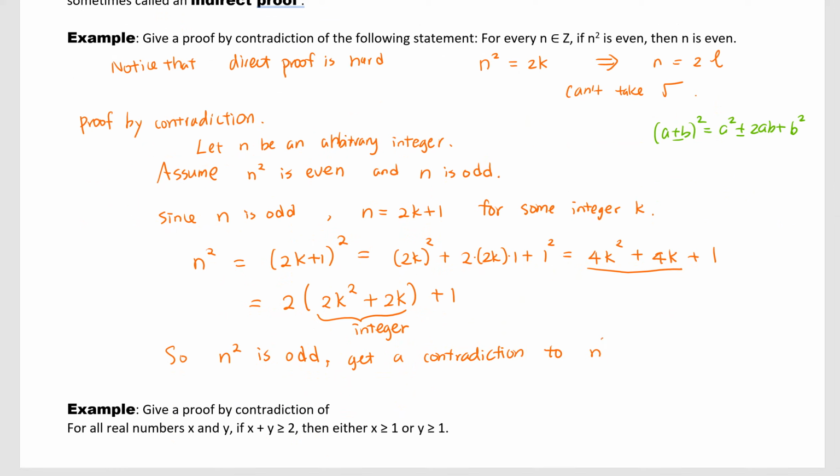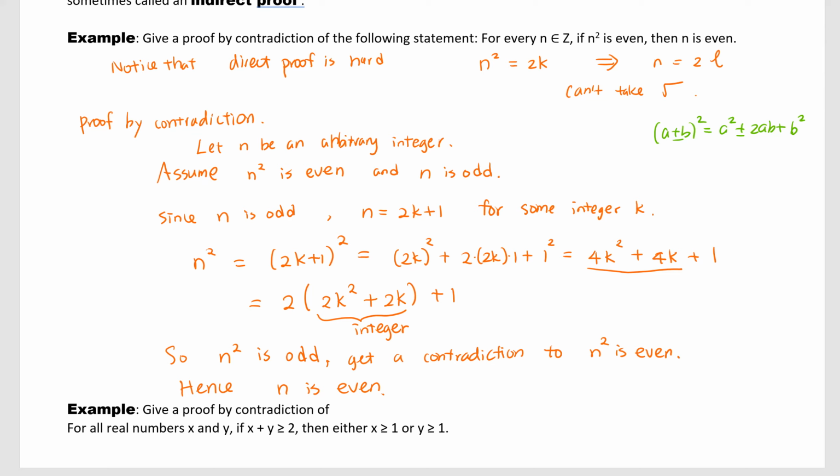We assumed n squared is even, but we derived that n squared is odd. So we derive a contradiction, which means whatever we assumed is wrong. Our assumption that n is odd is false. So n is not odd, hence n is even. So we finish the proof.